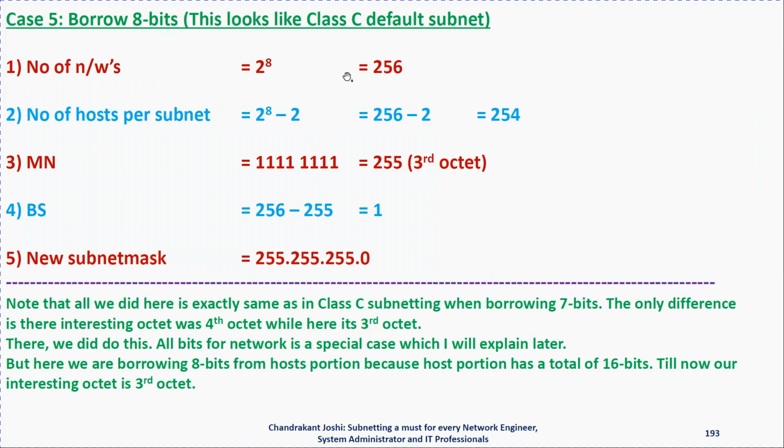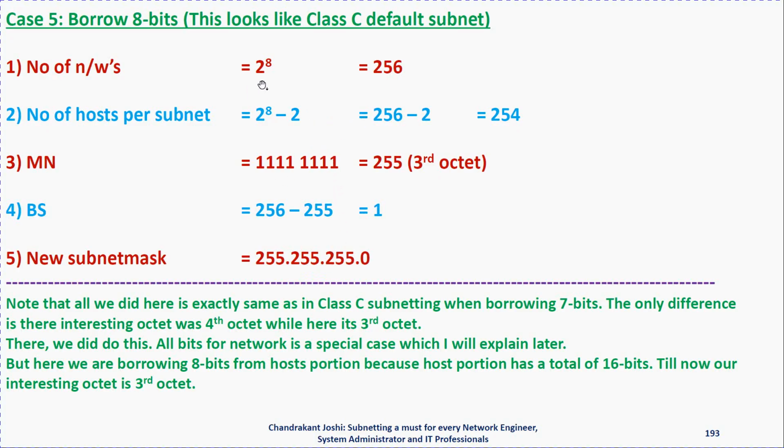Now when we borrow 8 bits, then it becomes /24. It is like the class C default subnet, but in class C default subnet there is only one single subnet, but in class B when we borrow 8 bits, it is 255.255.255.0, the subnet mask, which is same as the class C default subnet. But over here we have got 256 different subnets, because these are the borrowed bits. For class B, the default subnet mask is 255.255.0.0. So we got this 255 by borrowing 8 bits.